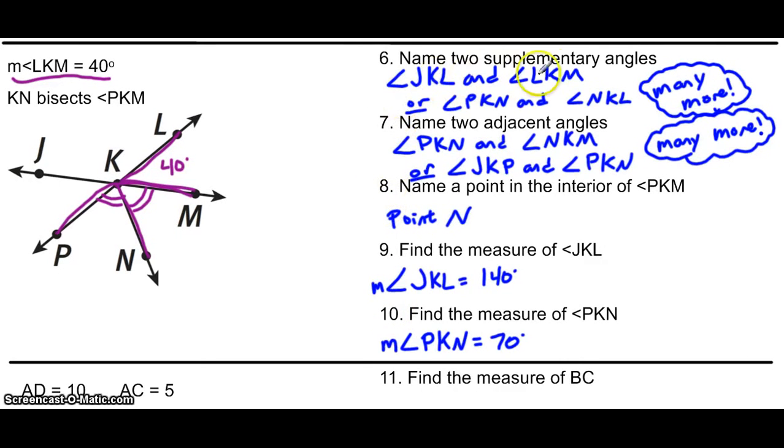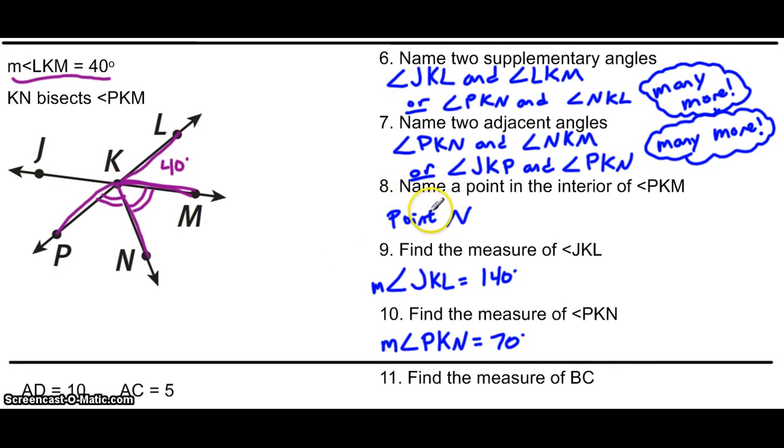So, for 6, two supplementary angles. There's many answers for this, as long as they add up to 180 degrees, because supplementary means to sum to 180 degrees. So I put JKL, so that's this angle, and LKM, that's this angle right here. See how they form a straight angle right here? So they will be supplementary. For number 7, name two adjacent angles. There are many answers for this as well, as long as those two angles share a side. So one answer that I had was PKN, so this right here, and NKM right here. Notice how they share this ray right here, making them adjacent angles. Again, there are many other answers for this.